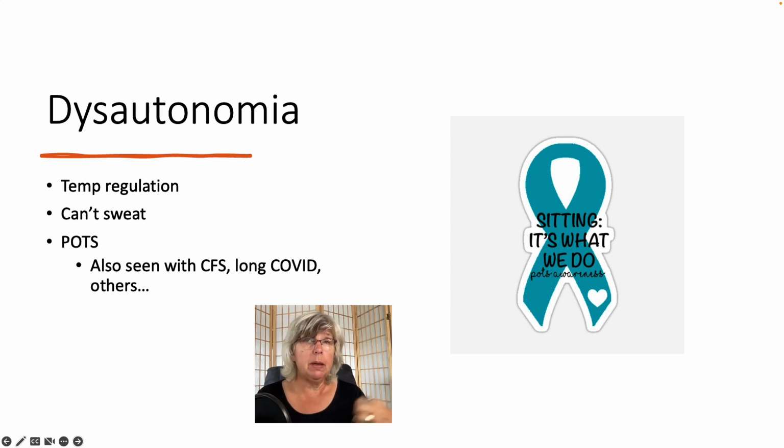What we see with people who are diagnosed with this condition, dysautonomia, is they have problems regulating temperature because their autonomic nervous system is not helping to maintain that stable internal state. Often this is reflected in that they have a really hard time with heat toleration because they don't sweat much.